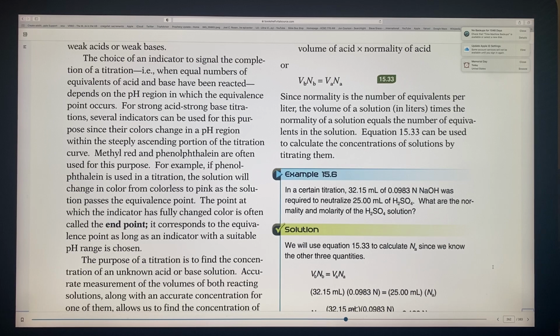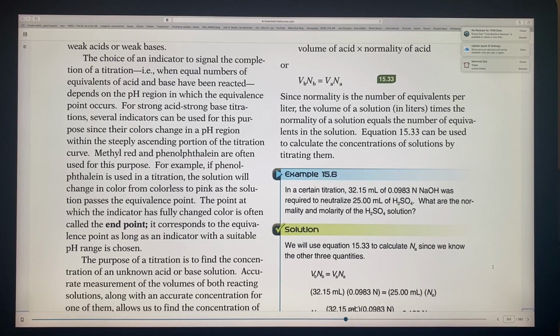As for the equivalence point, another thing you need to know is what the end point is. The choice of an indicator to signal the completion of titration, when equal numbers of moles of acid and base have reacted, depends on the pH region. We went over that there. And you can see the colors in methyl red and phenolphthalein, which are also used in this situation for titration.